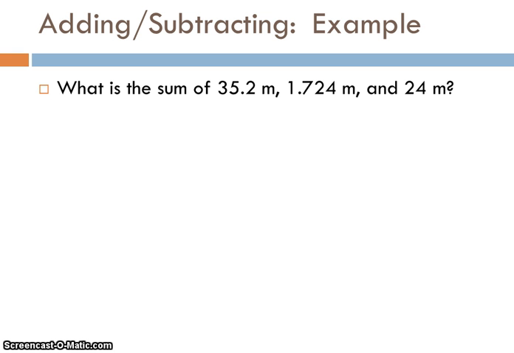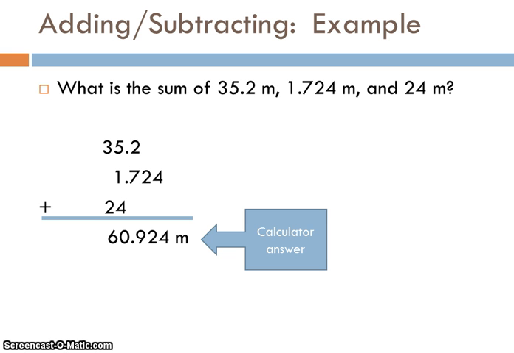They were measured presumably with different devices that had different markings, different divisions. We want to know this total length. All right. So they're all reported to different degrees of precision, to the tenths place, to the thousandths place, to the ones place. We can't be more precise than our least precise measurement. Okay, what does that really mean? If we add them all up on our calculator, we get 60.924 meters.